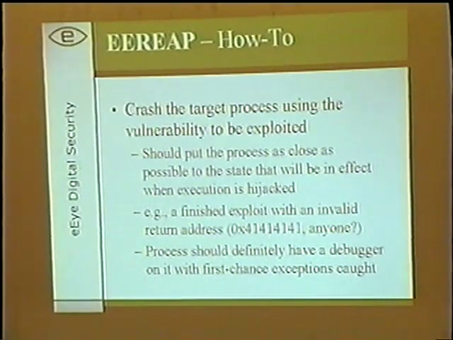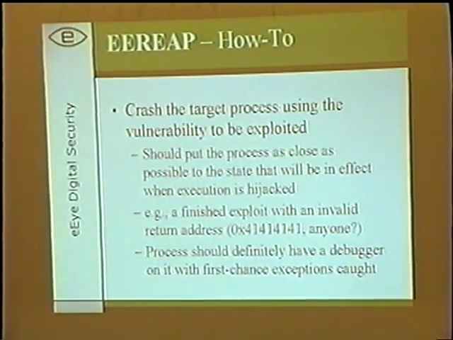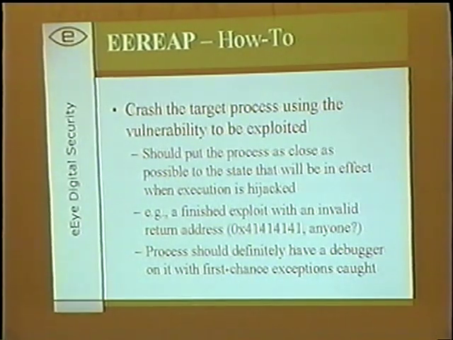Okay, I will talk about how to use the EE-RIP and the performance results of the EE-RIP. First, we must flush the target process using the vulnerability to be exploited. And we should put the process as close as possible to the state that will be in effect when the execution is hijacked, like finished exploit with invalid return address like 41414141. I really like this value. And the process should definitely have a debugger on it with the first chance exception code.